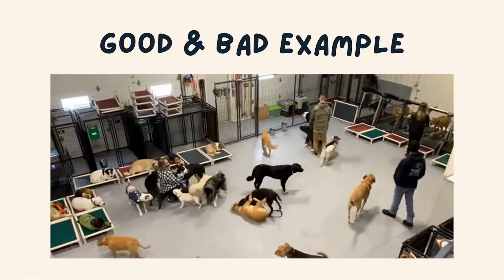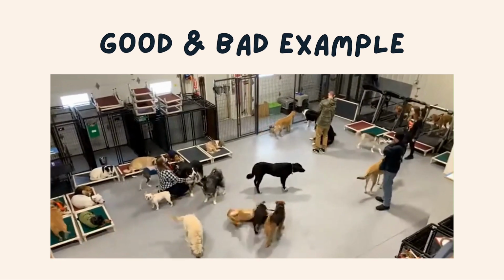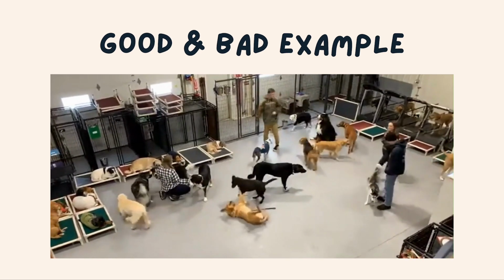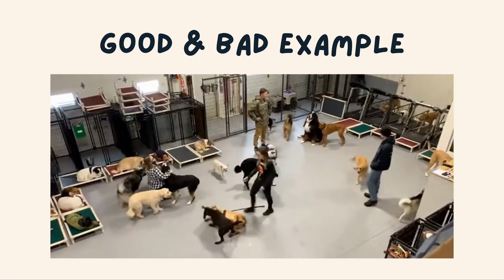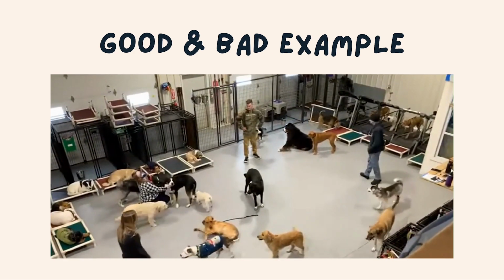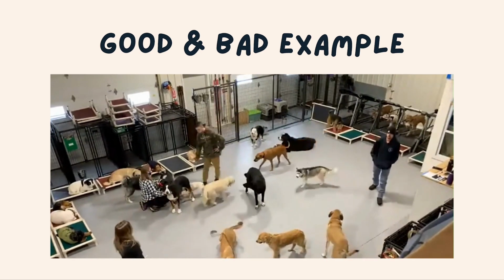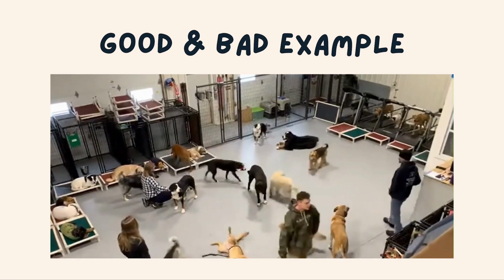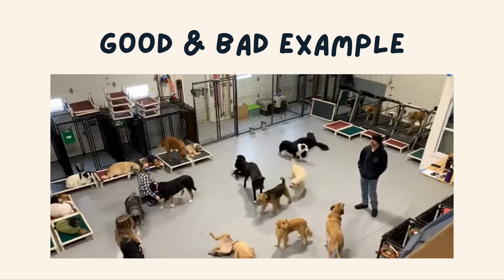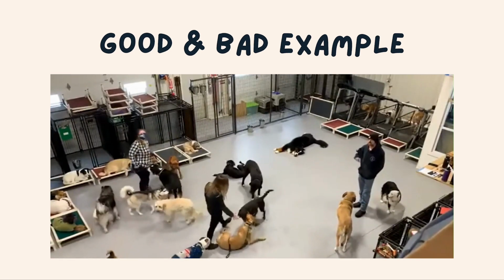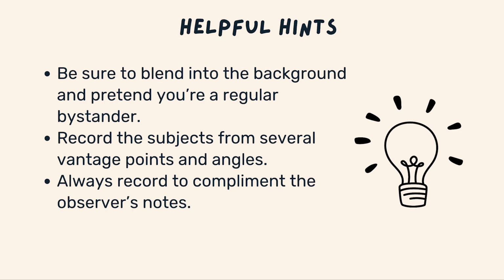And lastly, here's a good example and a bad example of doing this technique within a doggy daycare environment. This can help with research on dogs interacting amongst themselves in an enclosed environment or how humans interact with this many dogs in an enclosed environment. So the observer would record and take notes to collect their data, which is very good. But this could also be a bad example if the observer was more interested in the dogs on the treadmill. Then they would need to change their whole vantage point to focus more on the dogs utilizing the treadmill rather than the whole environment.